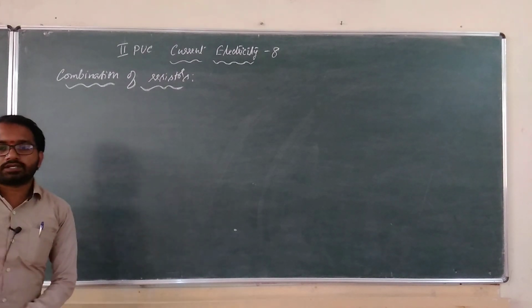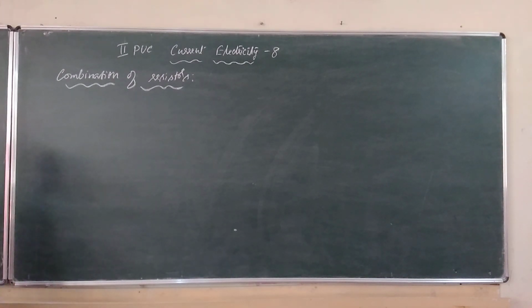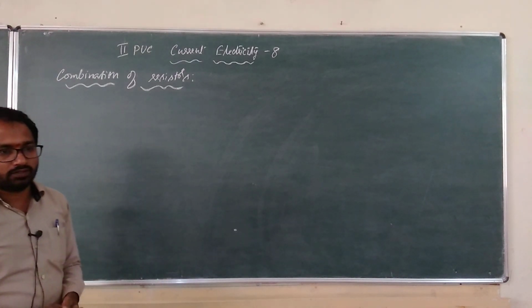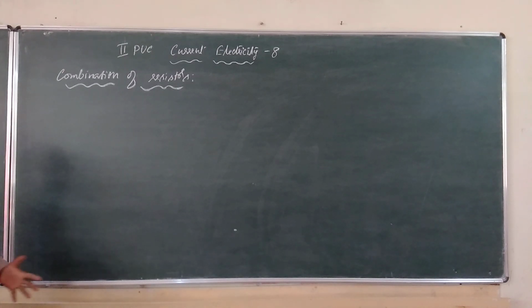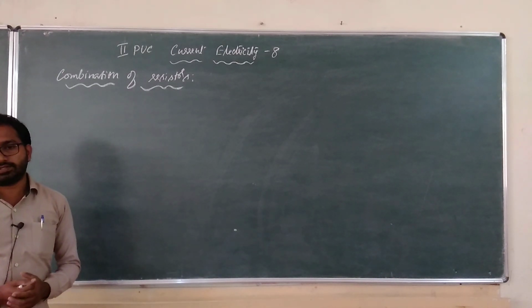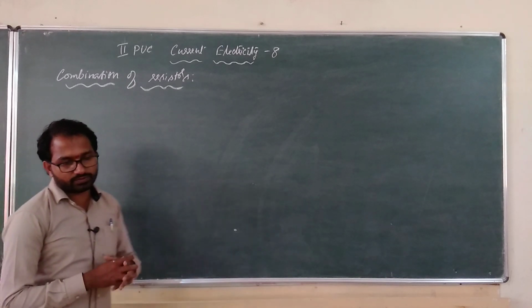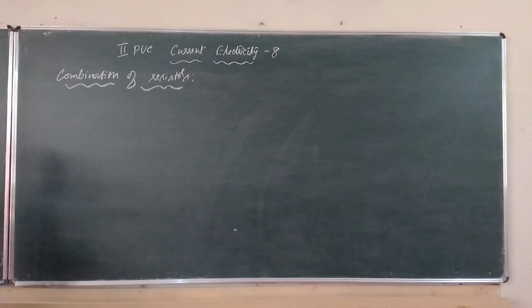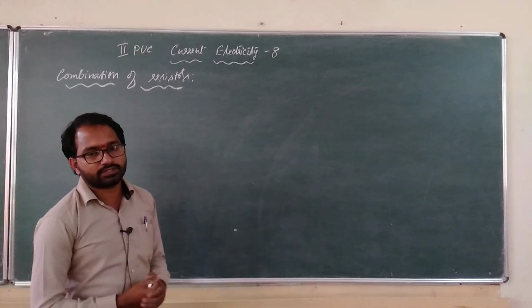See, when the resistors are made, the manufacturer makes only some standard values of resistances. Okay, so we cannot get all possible values of resistances. We can get only some standard values of resistances. So for application purposes in electrical circuits, the desired value of resistance is obtained by combining these standard resistors. Using the combination of resistors we can get the desired value of resistance.